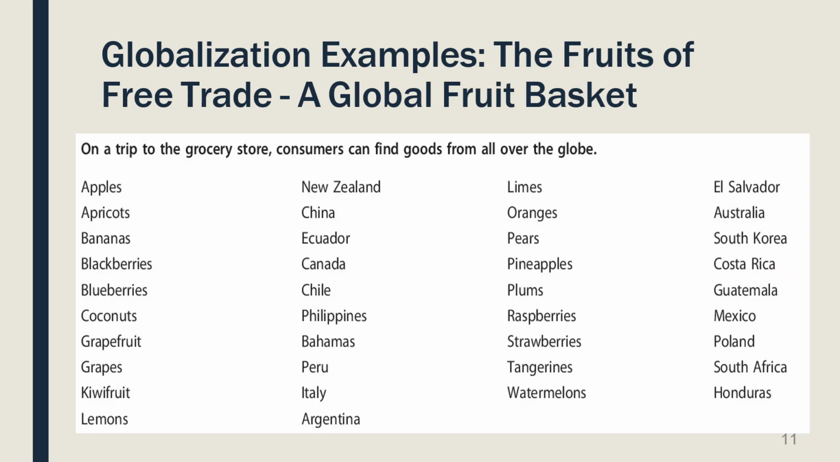An example of globalization can be observed through the international fruit market. Fruits available in Malaysia, such as apples and kiwi, may originate from countries like New Zealand, Chile, or the United States. This illustrates how interconnected the global supply chain has become as a result of free trade agreements and logistics integration.